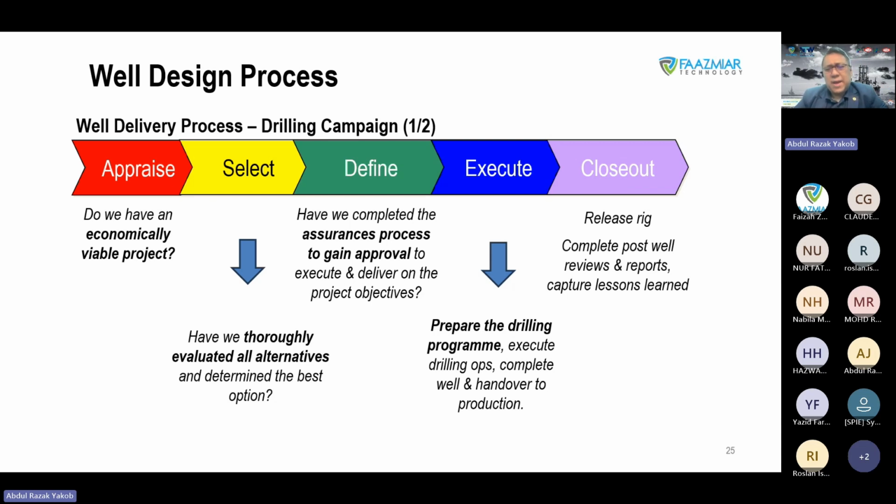So each of these stages is a definitive event. It needs to be supported by a document and a decision. So for all of this that is shown, appraise, select, define, execute, and close out, we need to go through a committee. The committee can be tough people, but I am actually quite easy. I only ask questions whenever it is really necessary.